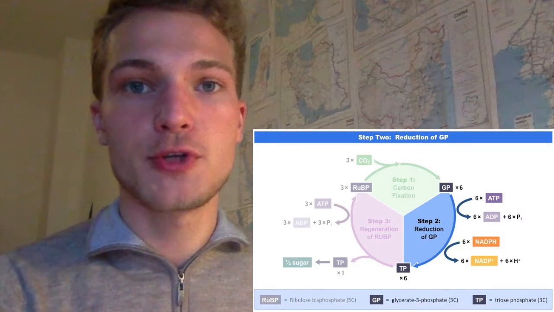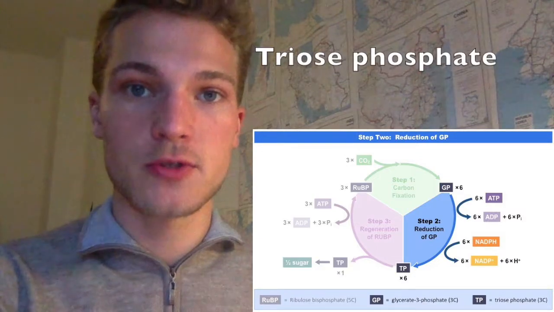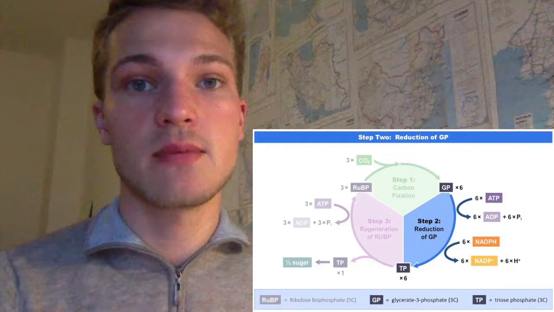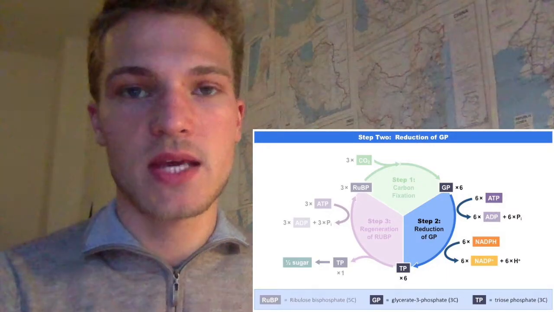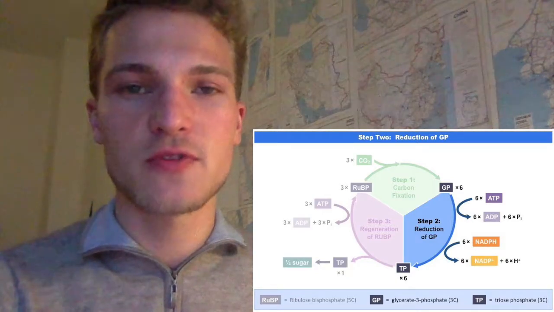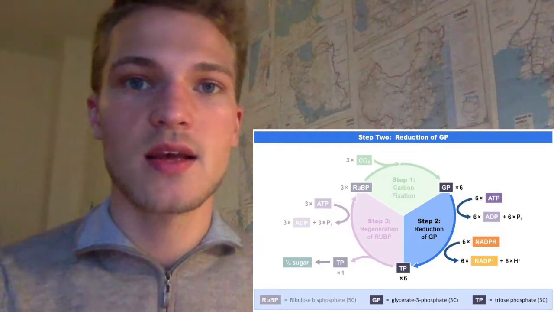That means we're reducing G3P. The resulting compound is called triose phosphate. That means we're oxidizing NADPH into NADP+. So we also need 6 of those, right? We need 6 NADPH. And we also need 6 ATP because we need energy for this process, and the hydrolysis of ATP to ADP gives us that.